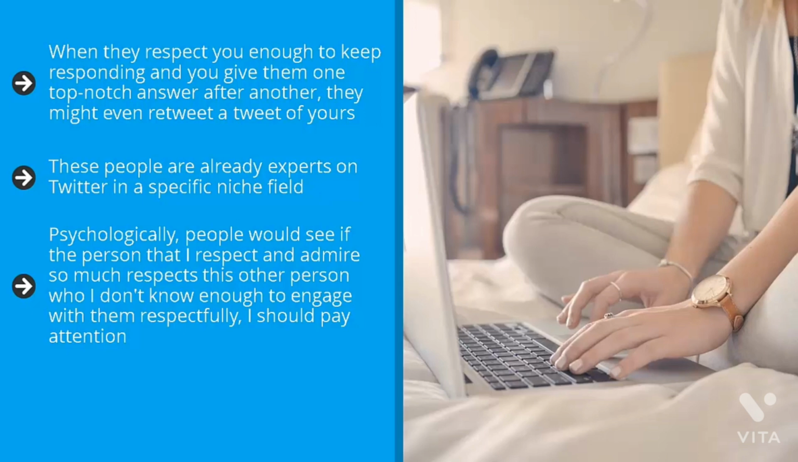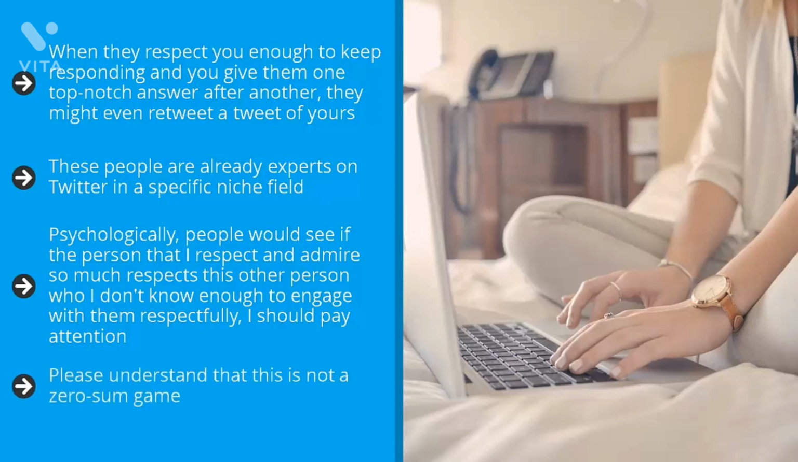I should pay attention. If this keeps up and the person who they follow keeps repeating your stuff or keeps engaging with you, it's only a matter of time until some of their audience members would jump over and follow you as well. Please understand, this is not a zero-sum game. It's not like they would unfollow the one expert to follow another expert. Instead, they're already following one expert and they would just follow another expert. They would be following an additional expert. You're increasing the social influence pie instead of fighting over somebody else's influence.